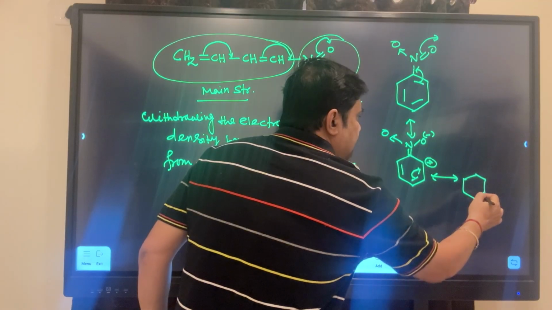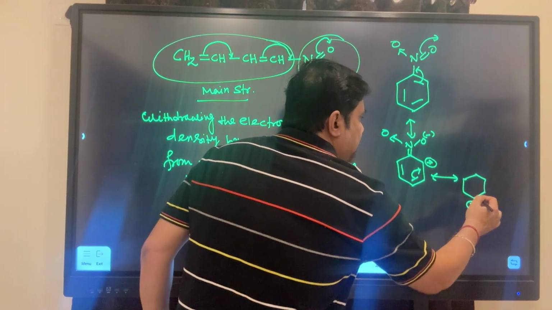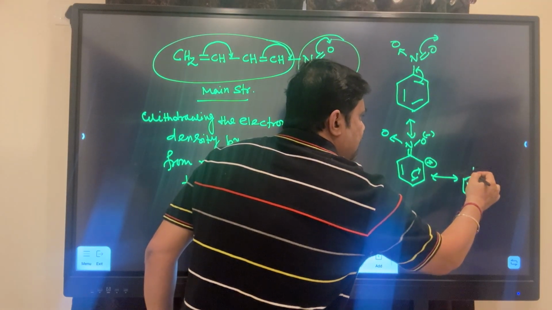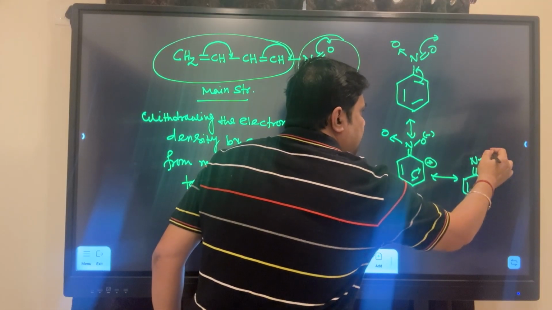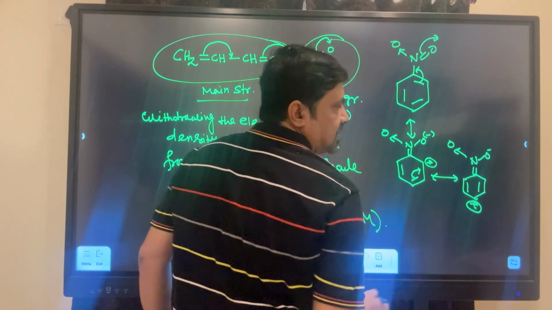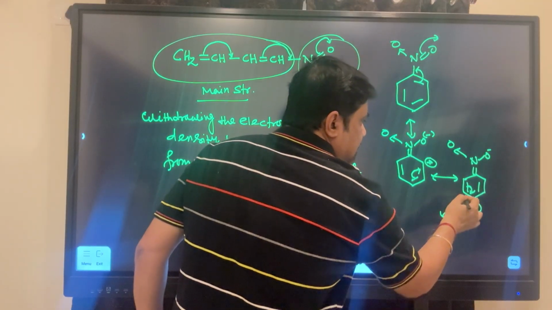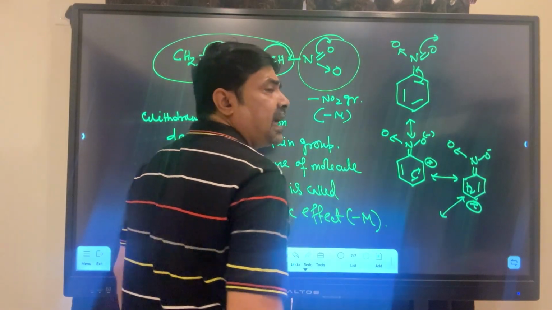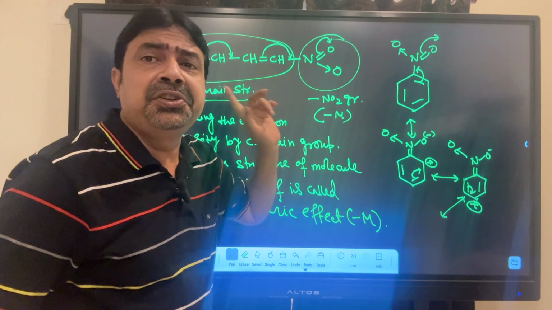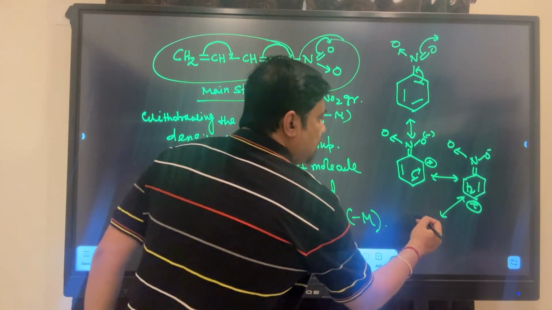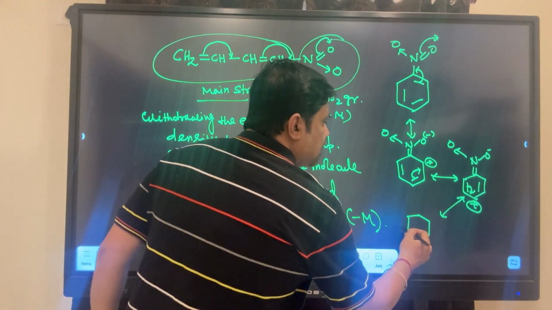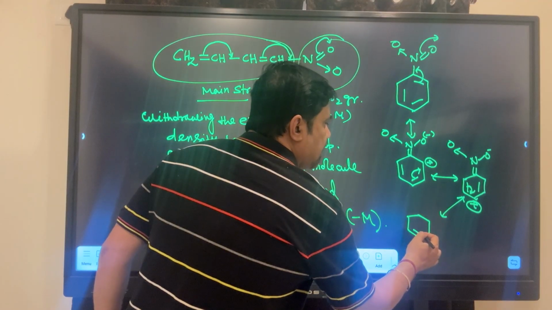What structures will I get? I will get here a plus charge and I will get these resonating structures. If you look very carefully, I will get this resonating structure. After that again one shift, then what structures will we get? Why am I giving both arrows? Because both the structures are in equilibrium. So that's why I am giving both directions arrows. So then immediately what will I get? I will get these structures.